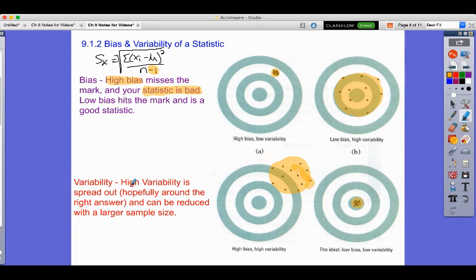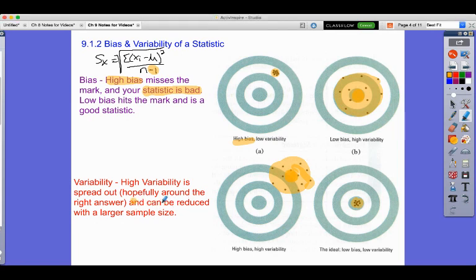And so when we talk about variability, high variability means that it's spread out. Hopefully, it's spread out around the right answer right here rather than around some other spot elsewhere. Okay, you want to be spread out around the right answer, not the wrong answer. You don't want to be biased. Bias, bad. Okay, but variability is fine.